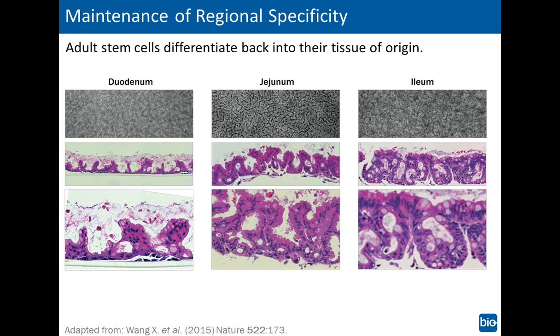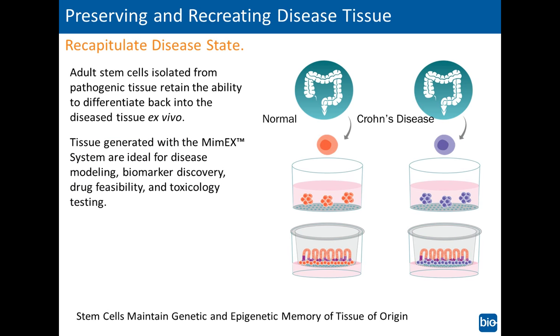And you can see this regional specificity when you do the air-liquid interface cultures. So the duodenum tends to form a thinner, less complex type of tissue, whereas the ileum is thicker with more goblet cells, and this is apparent in these differentiations. And if you do colon, there are even more goblet cells, for example. So they really retain their characteristics of the site of origin.